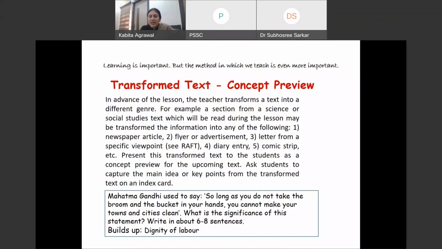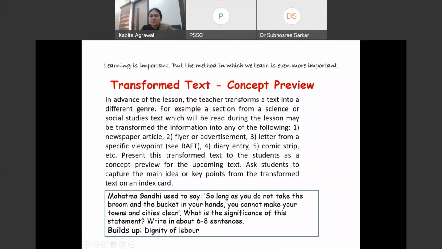Transformed texts are very, very interesting at times. When you say that, okay, fine, you're not using the proper text, you're converting the information in the form of a flyer, advertisement, or maybe an article, and then ask students to capture the main idea or key points from the transformed text or on an index card.